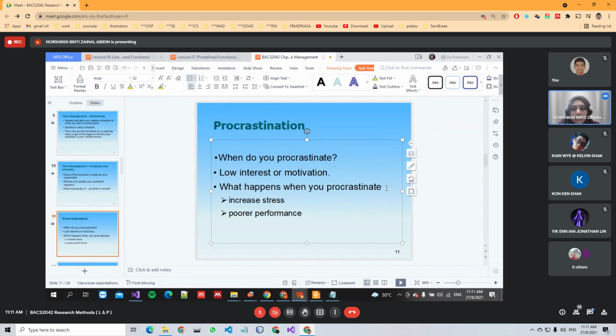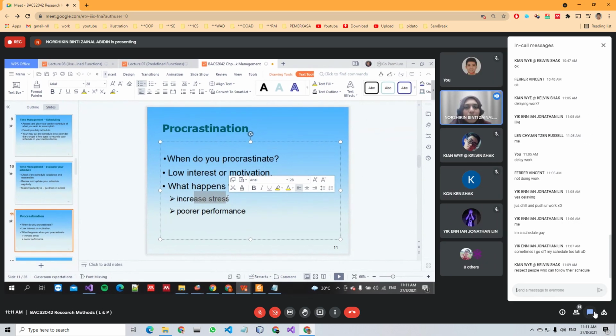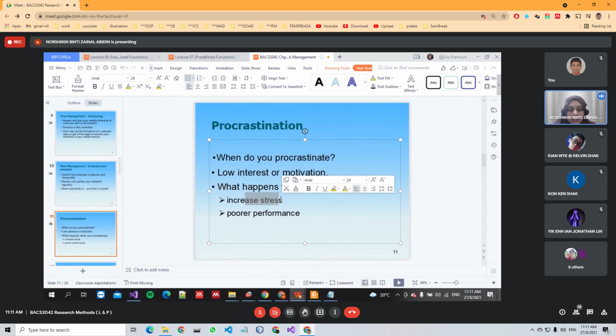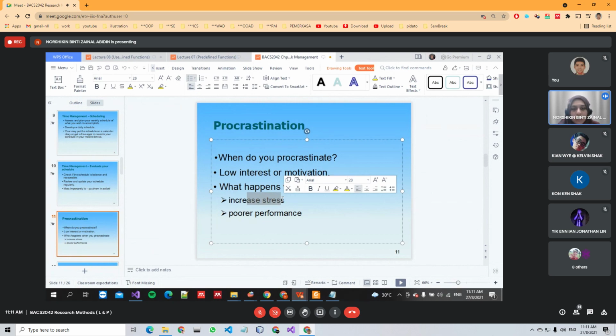What happened when you procrastinate? Increased stress and poor performance. Why? Because with procrastination, we are delaying or postponing, sometimes up to the point that we do not want to do our task. This will increase stress because we cannot avoid the thing that we need to do. For example, for RM, you do not want to read articles, but you know there's a need for you to do that. So when it comes to the due date, it will increase your stress.